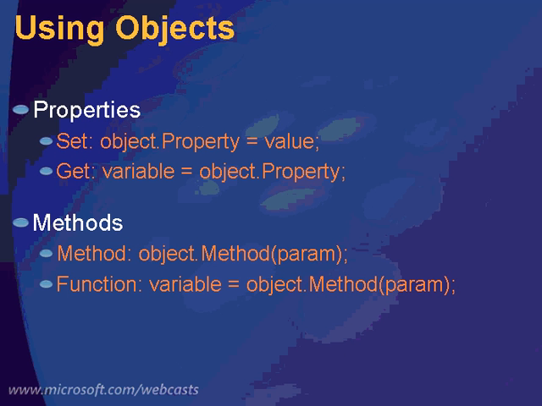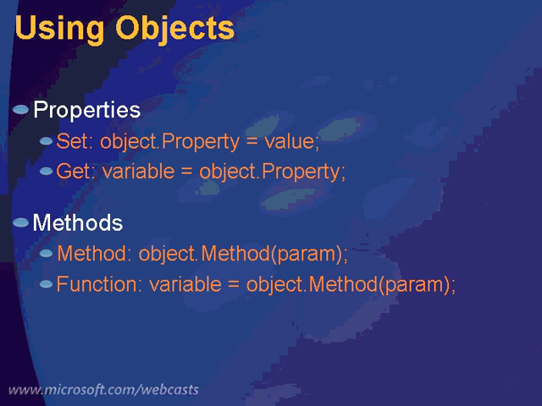And then, what's the syntax for utilizing objects? We already kind of took a look at this. I kind of skipped ahead, I guess. But basically for properties, it's just object.property equals value. And then to get the property's value, it would just be variable equals object.property.